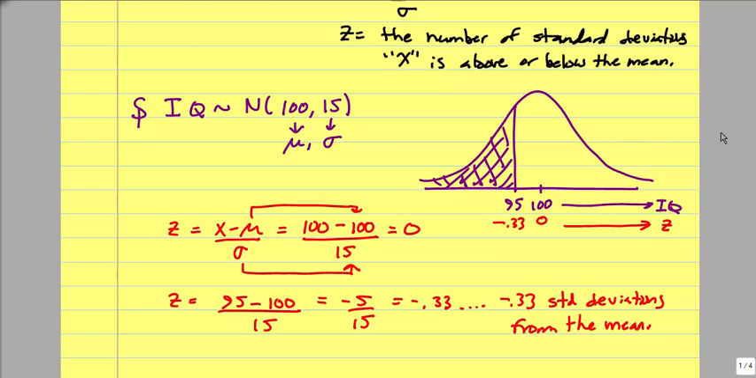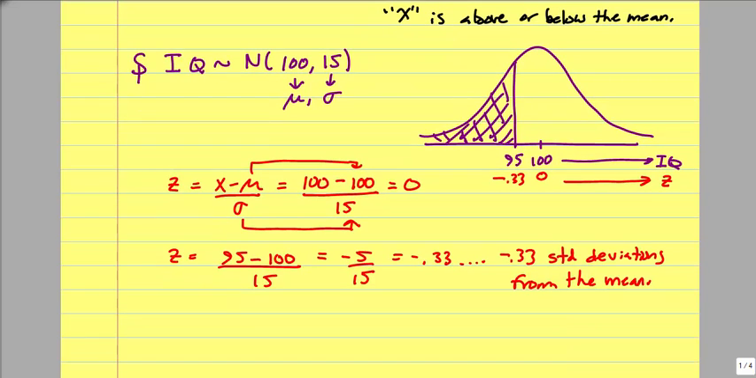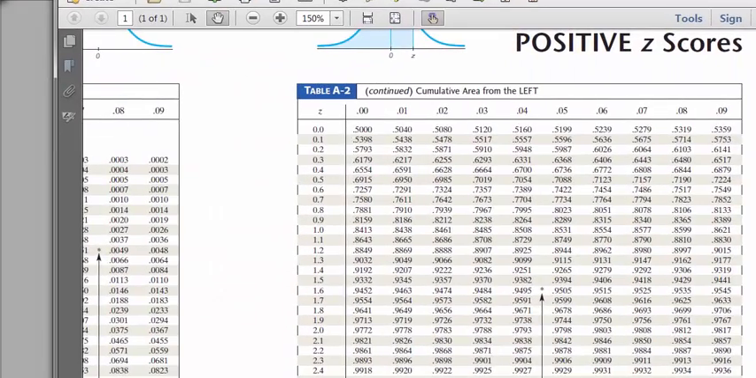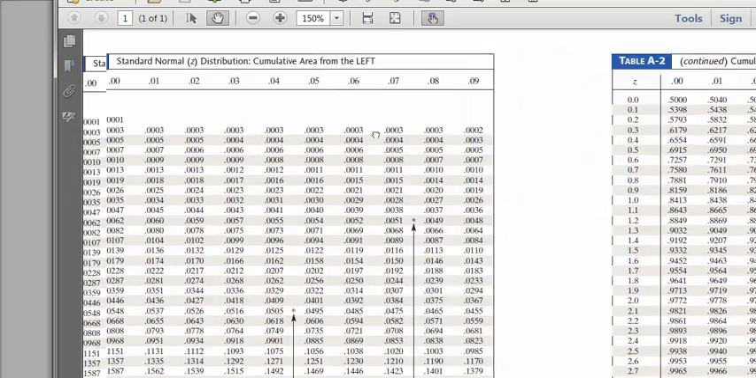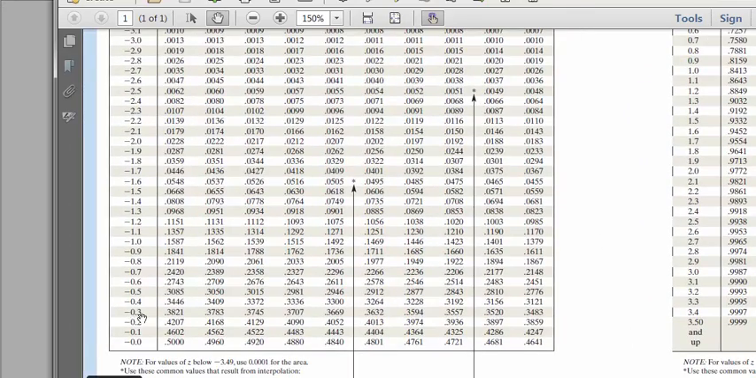Now, in order to find this area, I take negative 0.33 and look it up on my table. So let's pull a table in. The negative will be on the left-hand table. And here's negative 0.30, negative 0.31, negative 0.32, and negative 0.33. So my answer here would be 0.3707, this value right here.